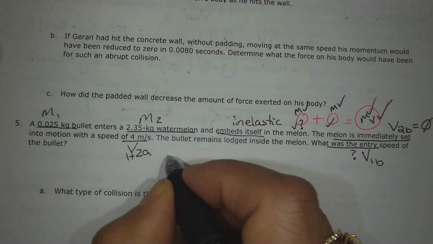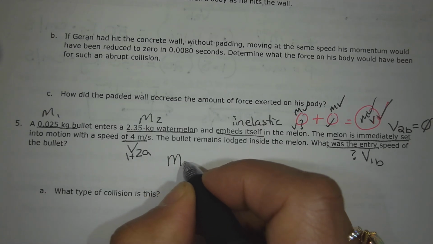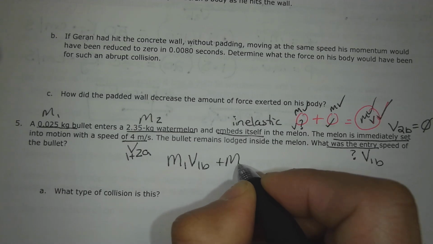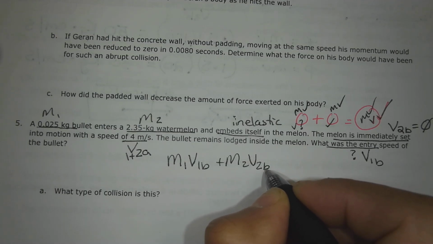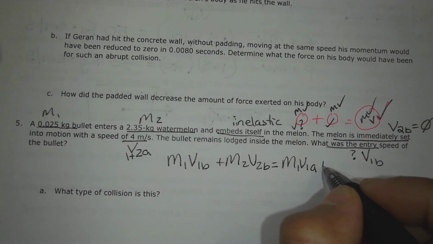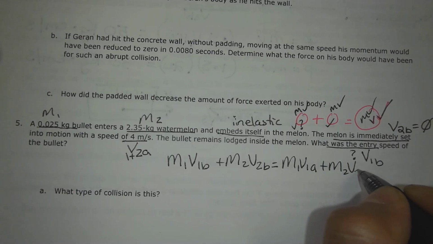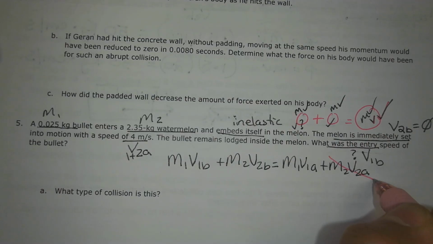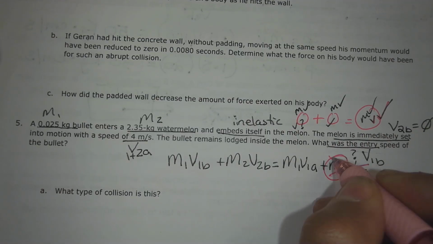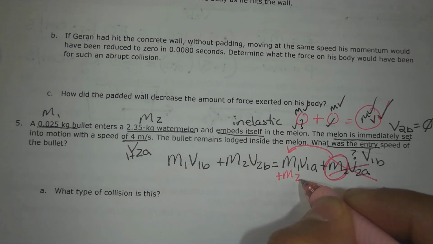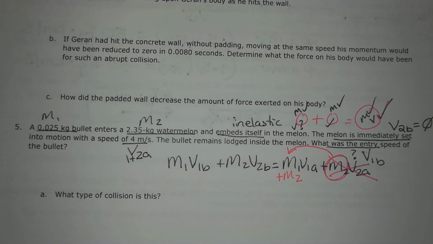Let me go ahead and write out my equation. M1V1B plus M2V2B equals M1V1A plus M2V2A. And remember my picture over here? I've got to cancel something out, but I have to conserve the mass and say plus M2. Okay? Let's go ahead and do that.